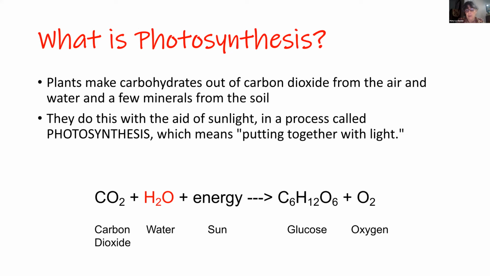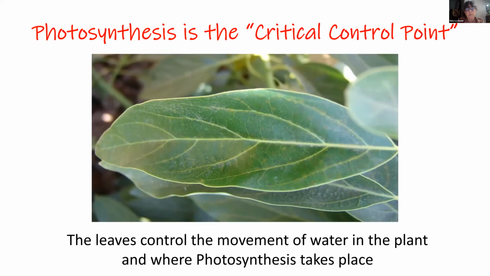And that's why we need plants to help maintain the homeostasis of the world, actually, in terms of this greenhouse effect that everybody talks about. So photosynthesis is a critical control point in the plant. And the leaves actually control the movement of water in the plant and where photosynthesis takes place.